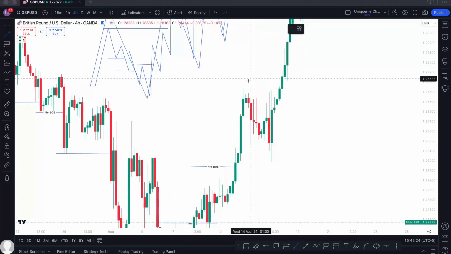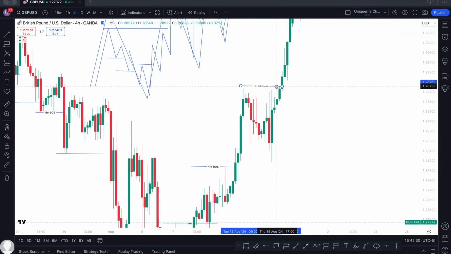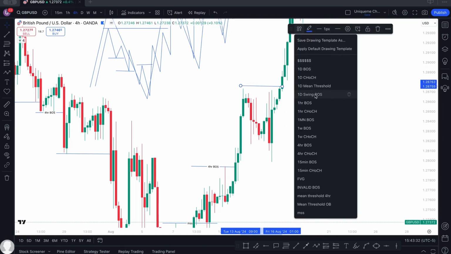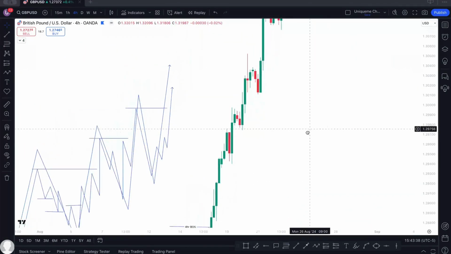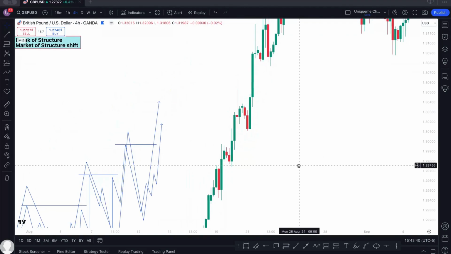What am I seeing here again? Bodies closing below each other, break of structure. Don't use the wick, please. The body determines the break of structure. The body determines the break of structure. Let that be singing in your brain and in your head so you don't get lost.